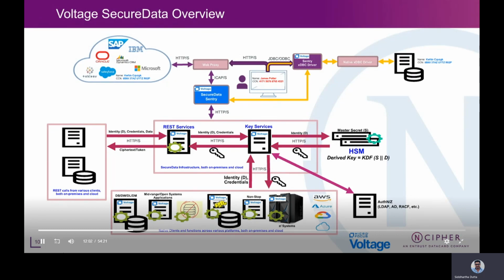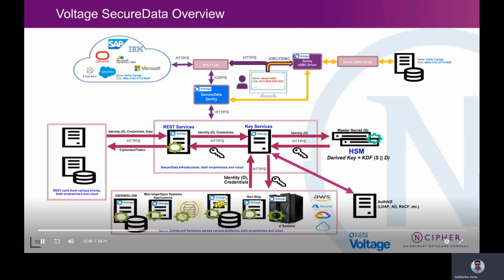So let's take a look at Voltage SecureData. And this is obviously a very, very busy slide, and I'm not going to go through each and every portion of it. But the core is at the middle of the picture, where you see the key services and the REST services and the HSM integration. But how we use the nShield HSM for key derivation. It's a stateless architecture on the Voltage side, we don't really store any keys. They are derived out of the HSM, and then you have a multitude of clients across different platforms.